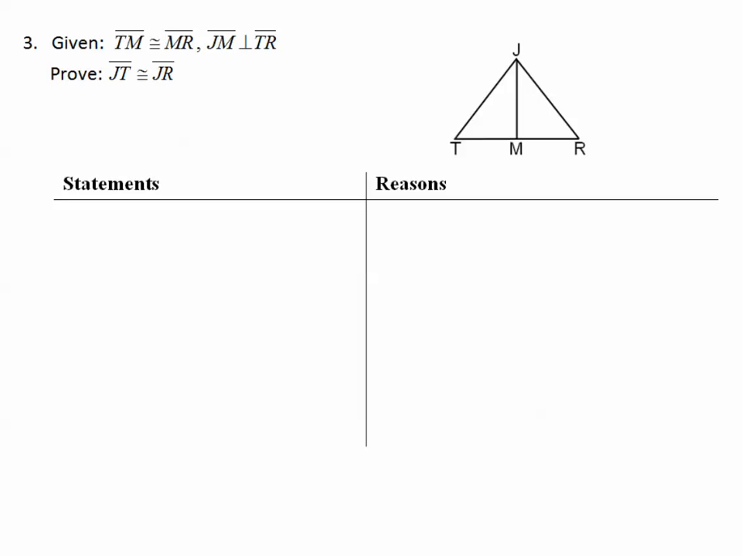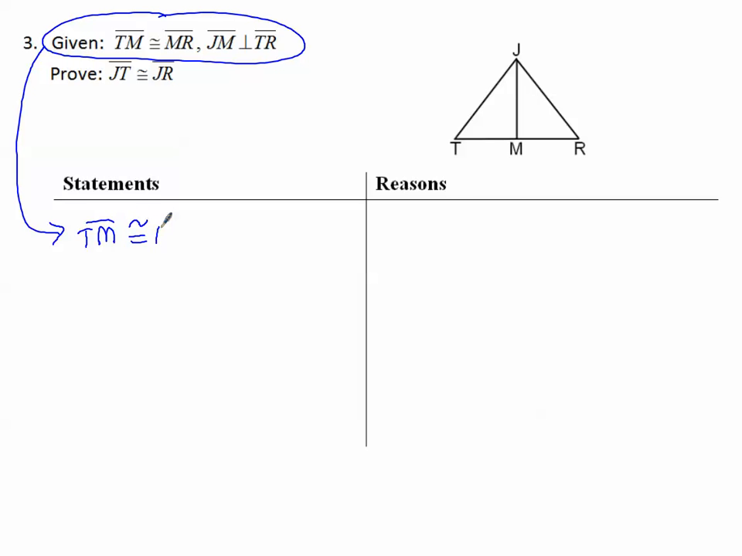Let's look at one more. Given information, we always state that first, mark it in our picture, and use it. It was given to us. We didn't have to come up with it. Let's put it in our picture. TM is congruent to MR. JM is perpendicular to TR.